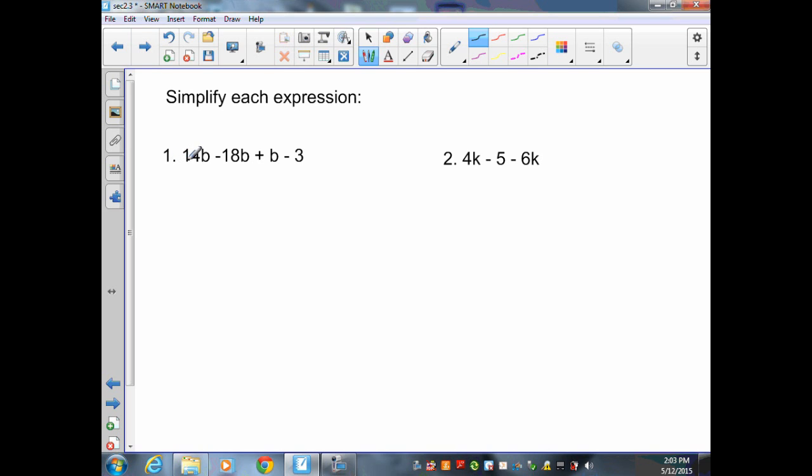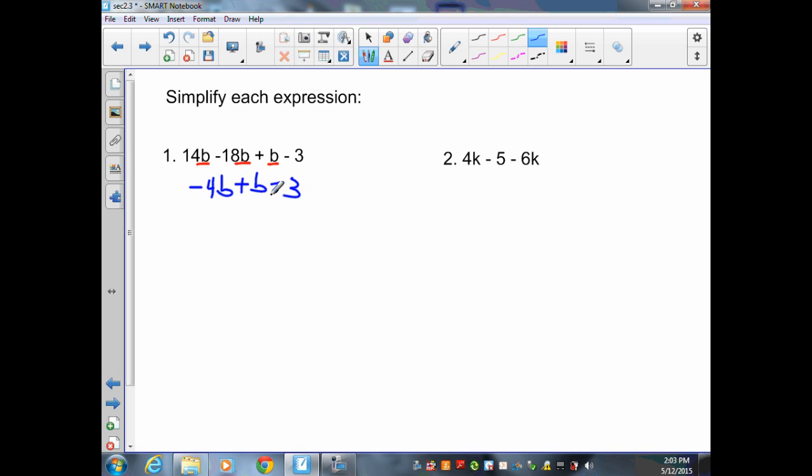Here I'm given 14b minus 18b plus b minus 3. Step 1, copy the problem down from the book. After you do that, I want to identify like terms. Here I'm going to underline them. You don't have to at home, but you need to identify them. My like terms are the terms with the variable b. Now what I want to do is add and subtract the coefficients. 14 minus 18. Different sign, subtract, use the sign of the larger.